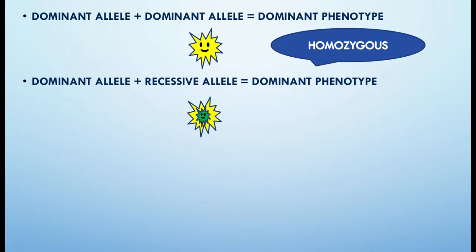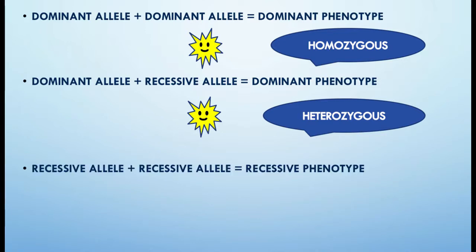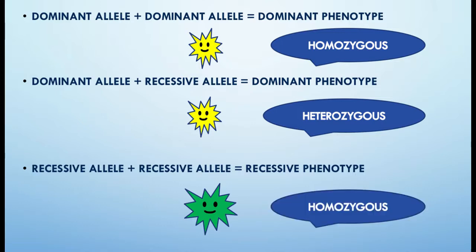And this is heterozygous because the individual has two different types of alleles and can pass either of these alleles to the offspring. A recessive allele plus a recessive allele equals a recessive phenotype. In our case, green skin color if green is recessive. And this would be homozygous. The individual will pass the recessive allele for green skin color to its offspring.